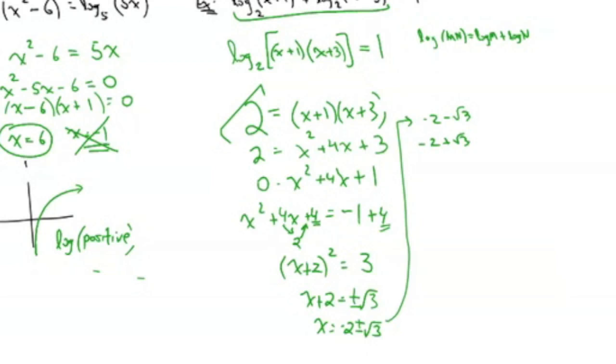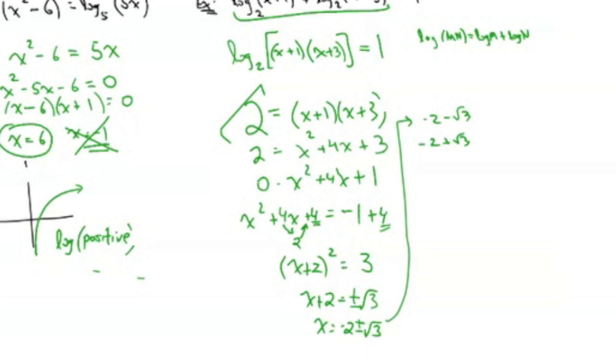What's true about both of the answers? If you have to use your calculator, please be my guest. What's the square root of 4? 2. So the square root of 3 is less than the square root of 4, so the square root of 3 is less than 2. Then -2 minus something less than 2 is going to be negative, and -2 plus something less than 2 is also going to be negative. And if I plug them in here, well, it might work.